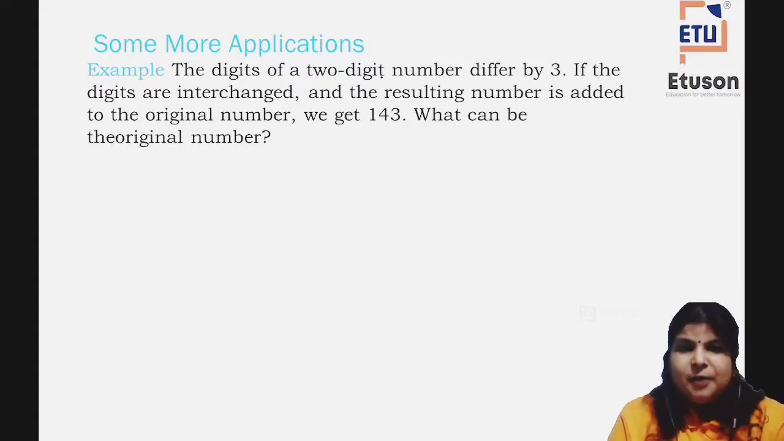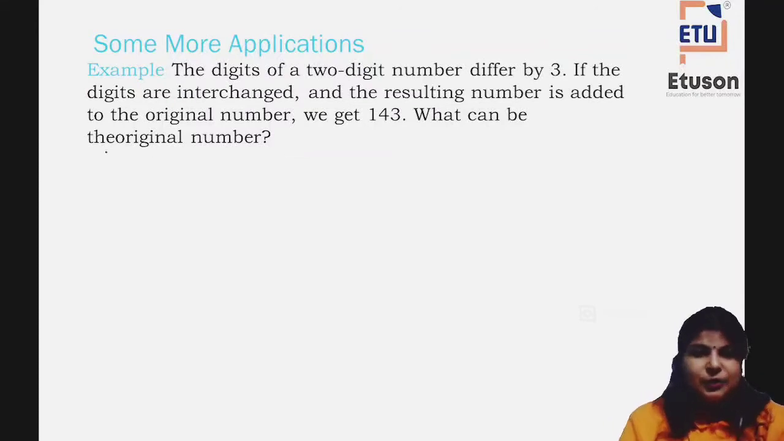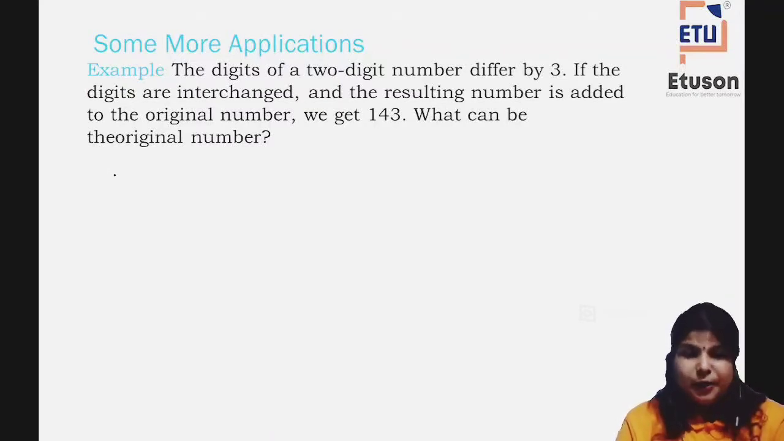The digits of a two-digit number differ by 3. If the digits are interchanged and the resulting number is added to the original number, we get 143. What can be the original number? So how to start? First we will consider the variable x as one of the digits.